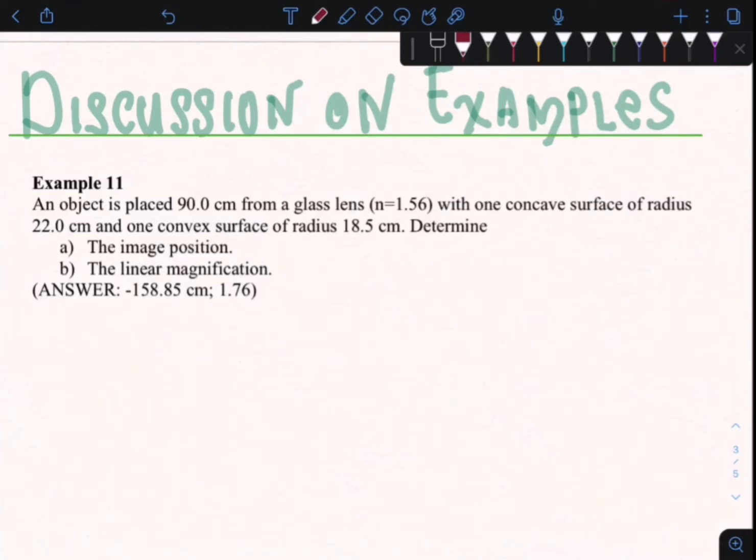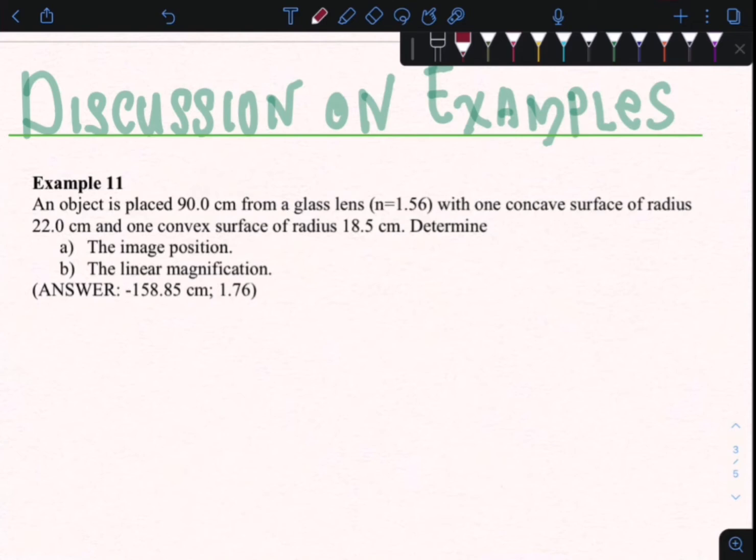Hi, we are going to discuss examples from notes chapter 7. So we are going to look at example 11. In example 11, an object is placed 90 centimeter from a glass lens with one concave surface of a radius 22 centimeter and one convex surface of a radius of 18.5 centimeter. Determine the image position and linear magnification.